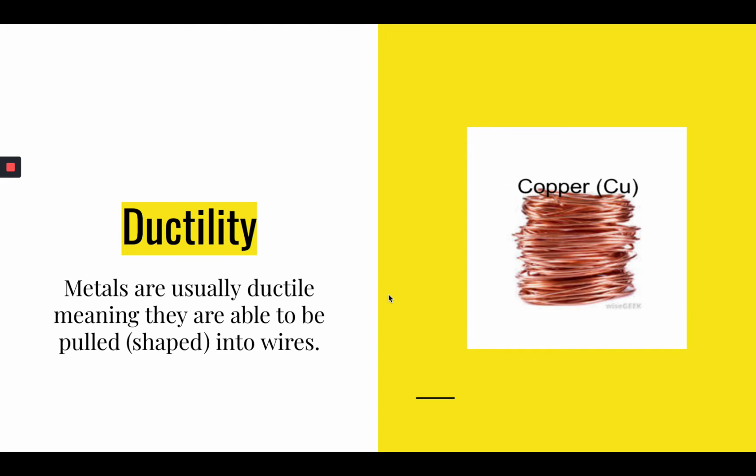Ductility. Metals are usually ductile. This means that they are able to be pulled or shaped into wires. We tend to use metals as our wiring because of their ability to be ductile, but also because of their conductivity.